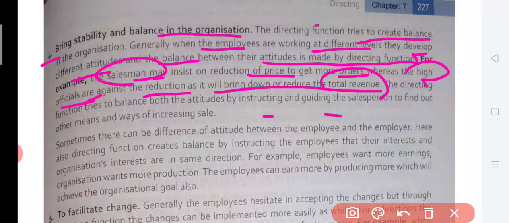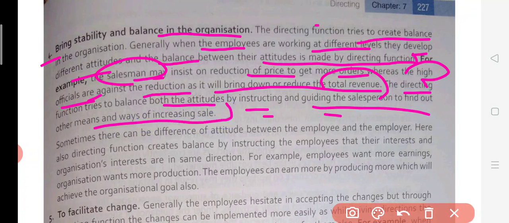So what can we do in this case? Here we can give direction or instructions to both of them. This will balance the attitudes, by instructing and guiding the salesperson to find other ways of increasing sales. This can be done by telling the salespeople that it is not always necessary to reduce the price in order to get sales. You can tell them some words, or provide them training, so that it will help them to sell the product very easily. They should find some other way to sell the product, maybe some kind of emotional touch, or some kind of training like that.